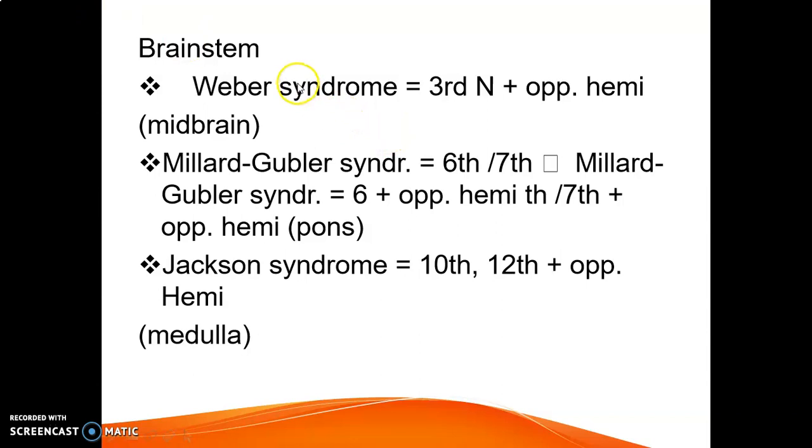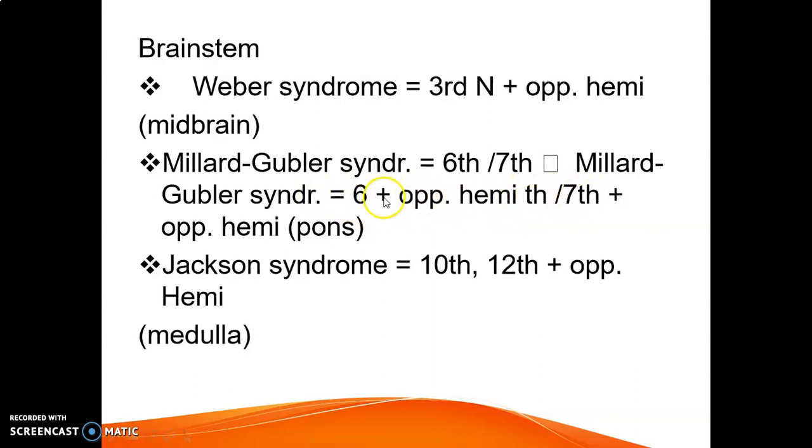Examples of brainstem hemiplegia are Weber syndrome. In Weber syndrome, because the midbrain is affected, the third nerve, the oculomotor nerve, is affected on the same side, and there is opposite side hemiplegia. In Millard-Gubler syndrome, the pons is affected, which is the next part of the brainstem after the midbrain. When the pons is affected, normally the abducens and the facial nerve are affected.